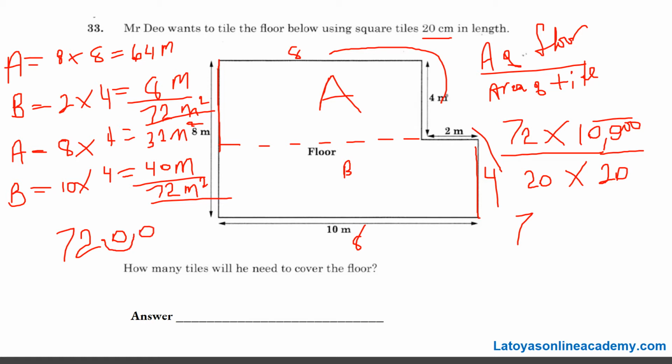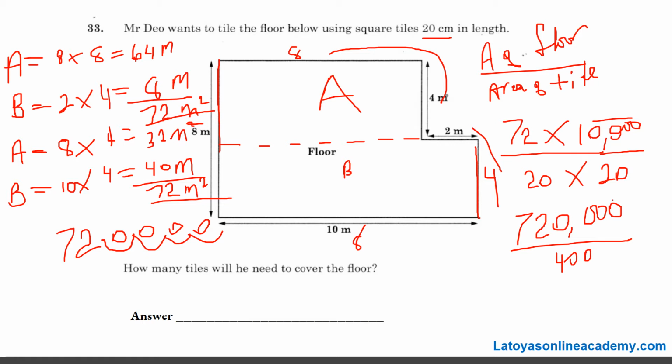1, 2, 3, 4. So our new number is 720,000 all over 20 by 20. 20 by 20 is 400. And if you don't know that, go to your working column and work it out.